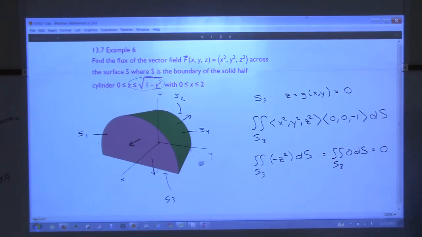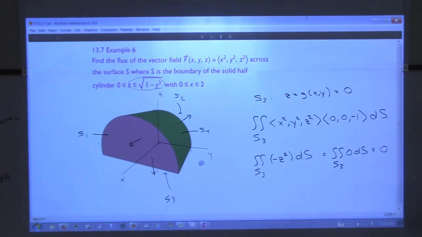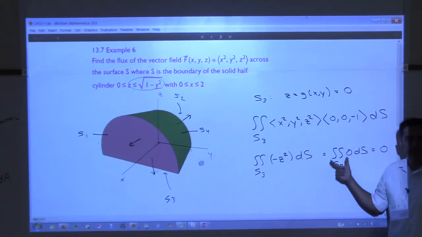So you get 0 here. So far, on S1, S2, and S3, the flux is what, 2 pi? Okay, now we need to do S4. S4 is more complicated. And we cannot use the method we've been using here.